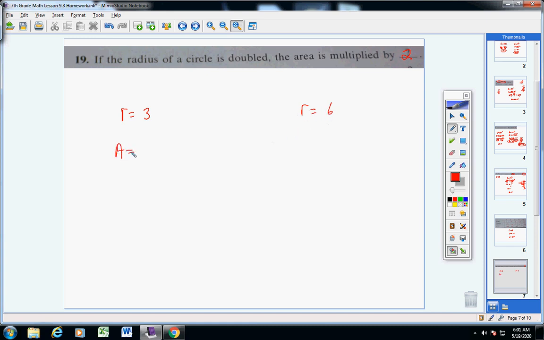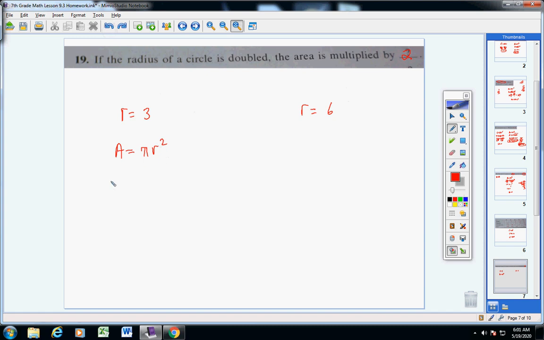Let's find out. So area equals pi r squared. So guys, you could have used a 4 here and an 8 here. You could have used 100 here and 200 here. It doesn't matter as long as you double the radius. I'm choosing to use small numbers so that the problem is easier, okay? So I have a 3 here and a 6 here, okay?